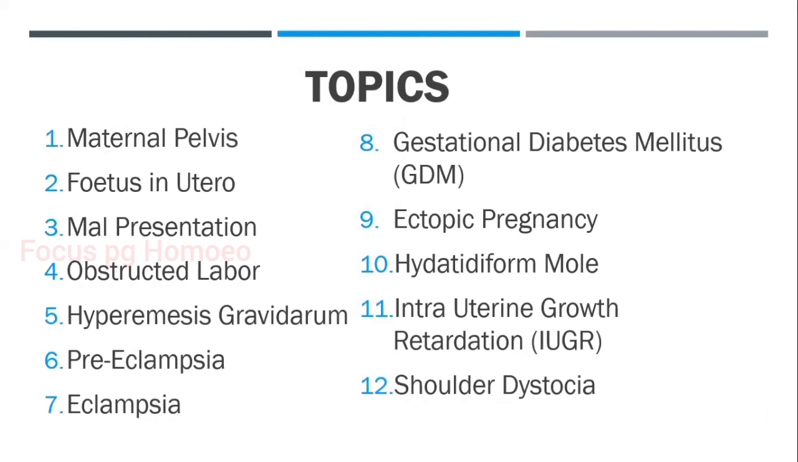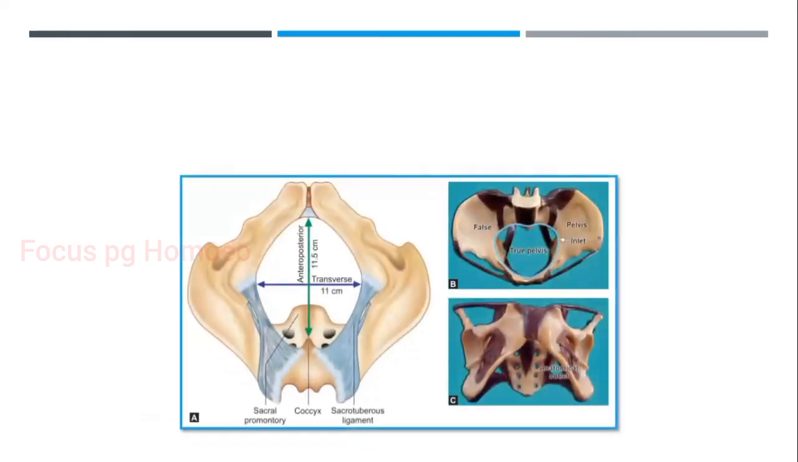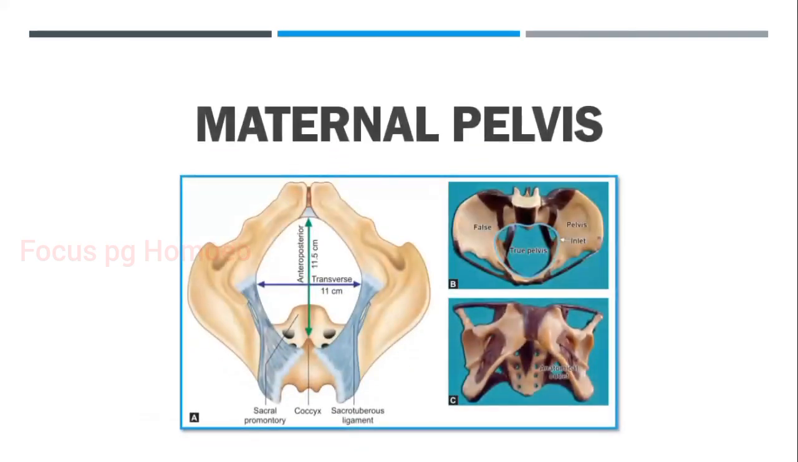And more than in detail, importance has been given to the high yielding points, the points you have to know in these particular topics. So such points have been discussed. Let us go about it. Coming to the first topic, maternal pelvis and fetal skull.